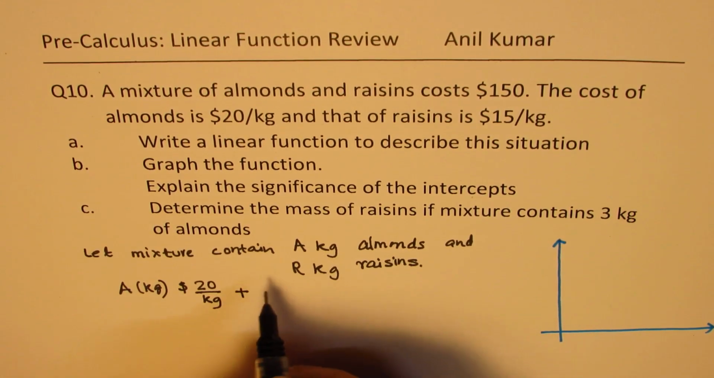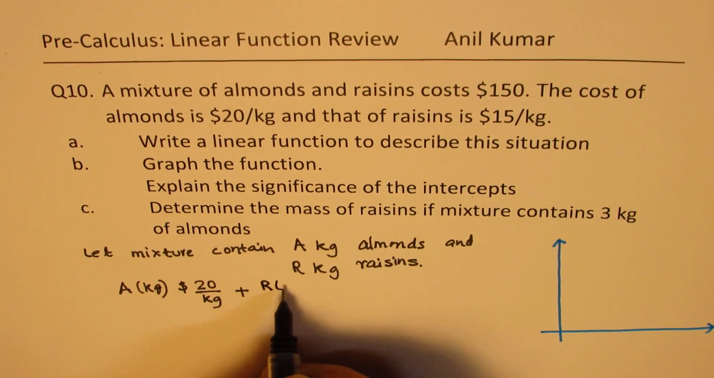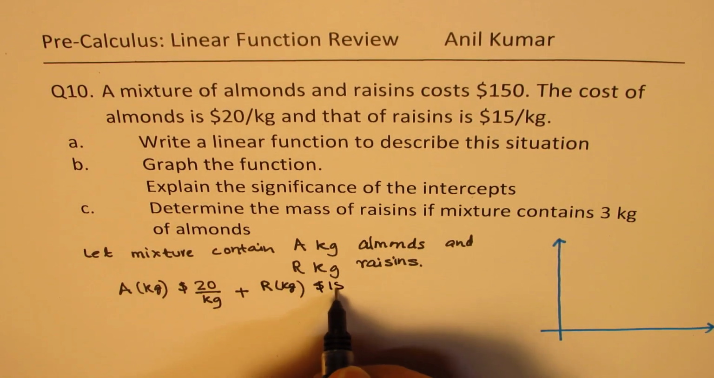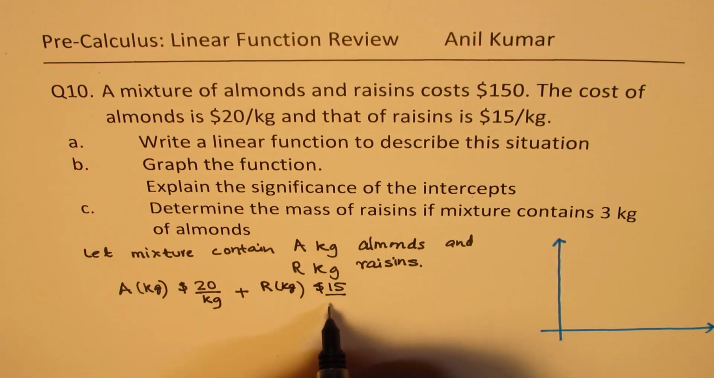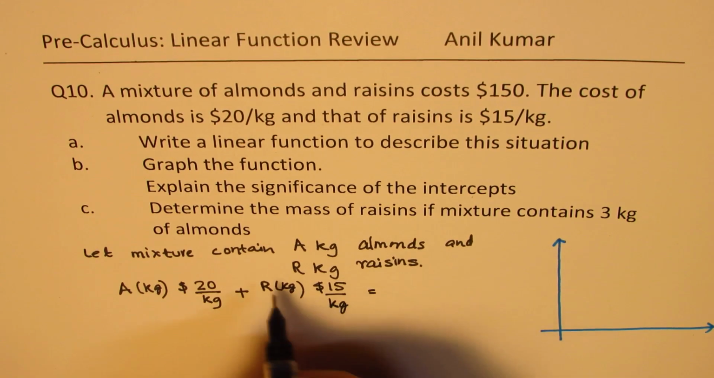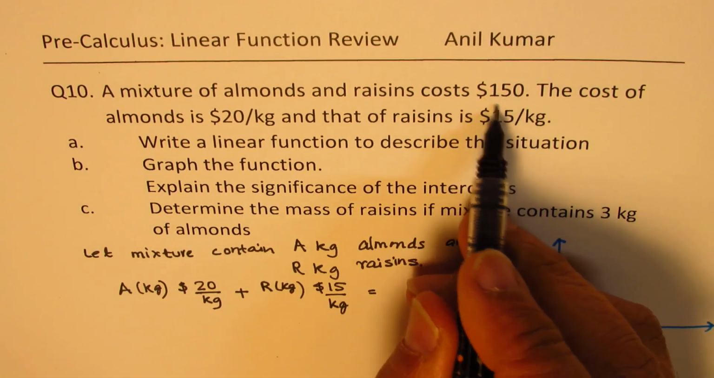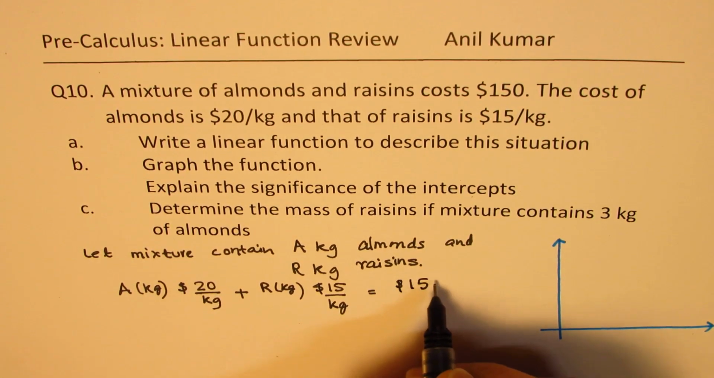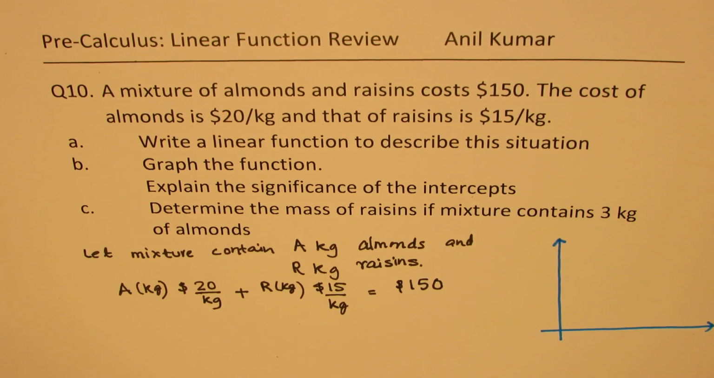Plus, for the raisins, R in kg, their rate being $15 per kg. So that is their rate. What you get is a total amount of $150. So that becomes the equation.